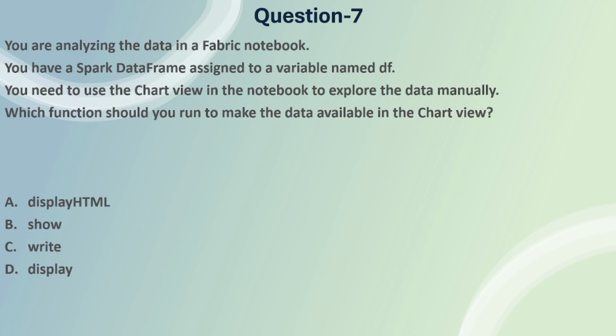Now let's move to question 7. You are analyzing the data in a Fabric notebook and you have a Spark DataFrame assigned to a variable named df. You need to use the chart view in the notebook to explore the data manually. Which function should you run to make the data available in the chart view? Options are displayHTML, show, write and display. So these four functions are in options. So let's see what's the correct answer.